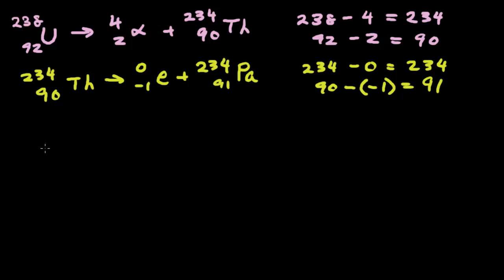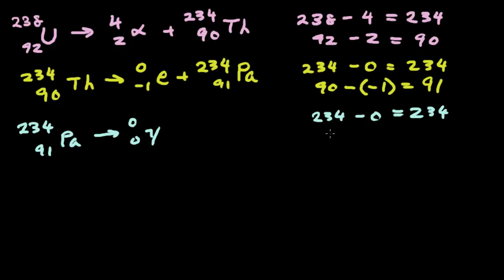Let's try one more. Let's say we had another step to this problem. Let's say it said, well, it undergoes another gamma decay. So we had 234, 91, Pa, and undergoes gamma decay. Gamma is actually the easiest one. 234 minus 0 is 234. 91 minus 0 is 91. So we form the exact same thing. So 234, 91 Pa.